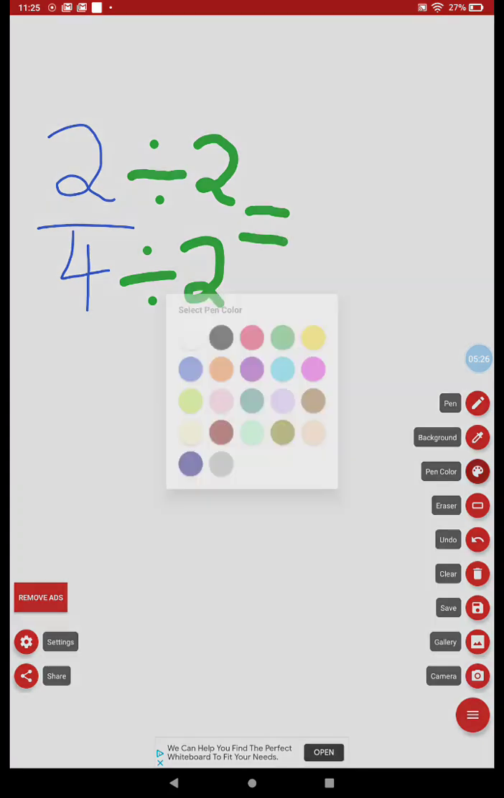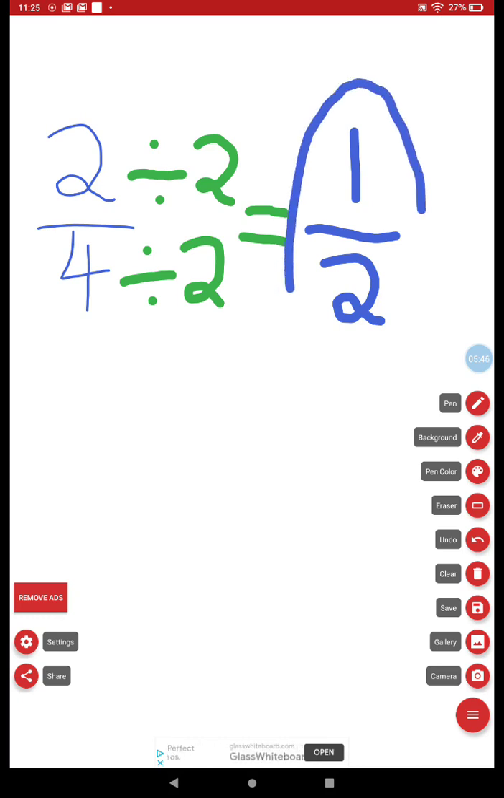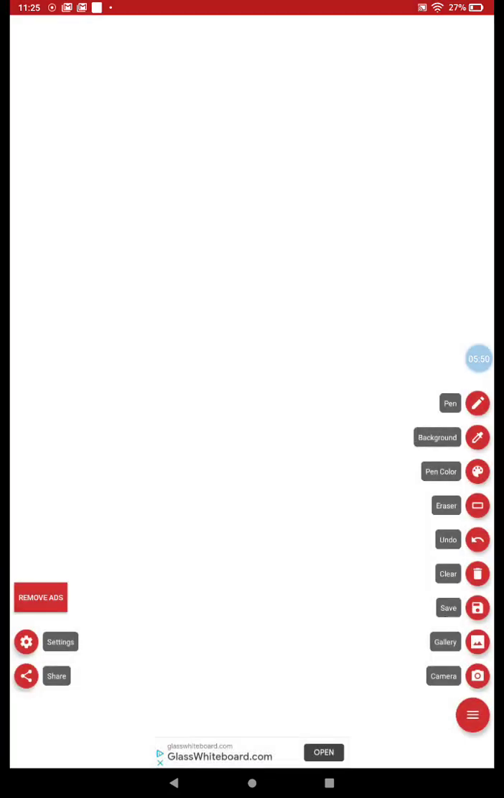When I do that, 2 divided by 2 is 1. Very good. Put your fraction bar. 4 divided by 2 is 2. Hey, wait a minute. Do you see how that's the same answer we got when we used the fraction bar? 2/4 equals 1/2. Let's do that one more time with the other fraction we used.